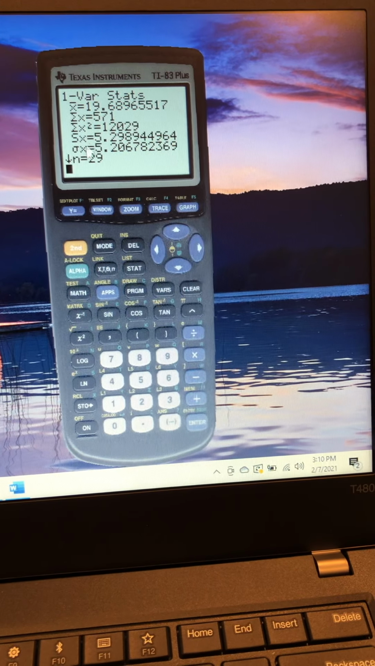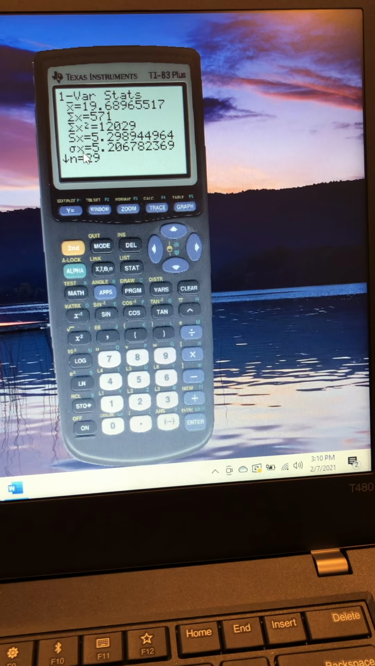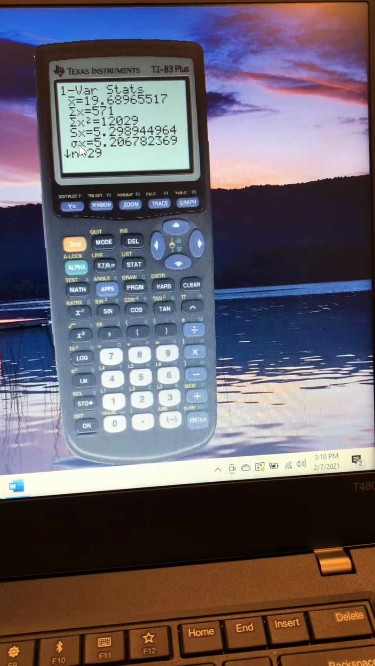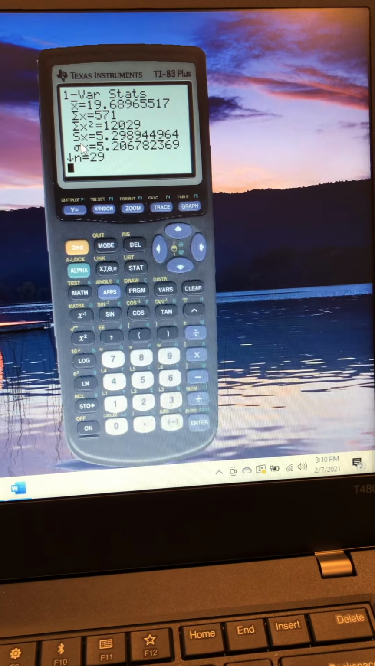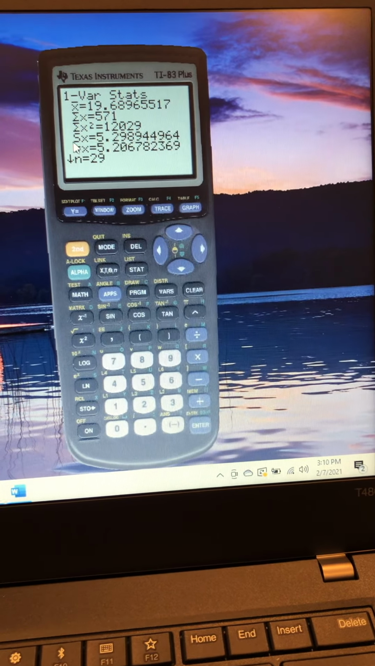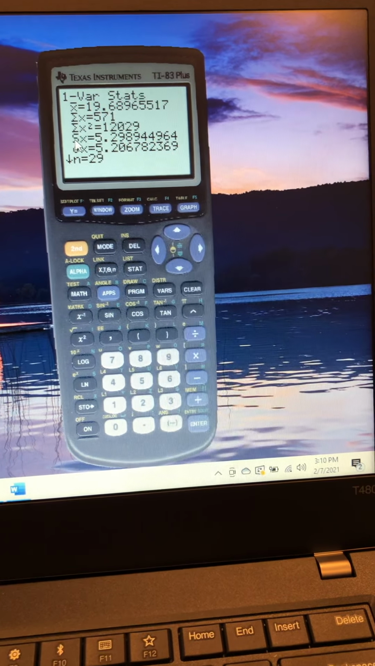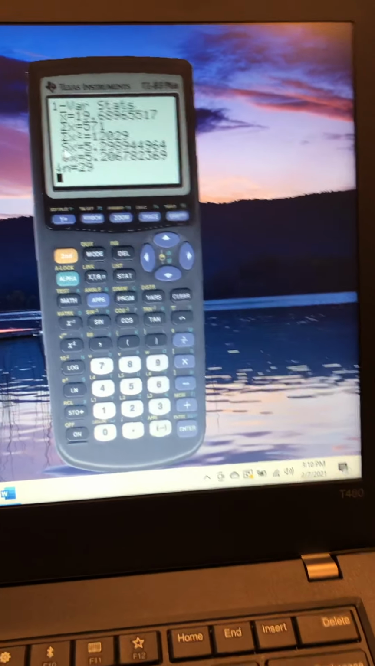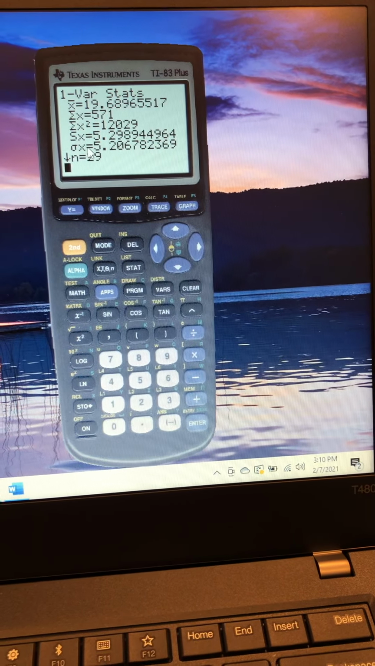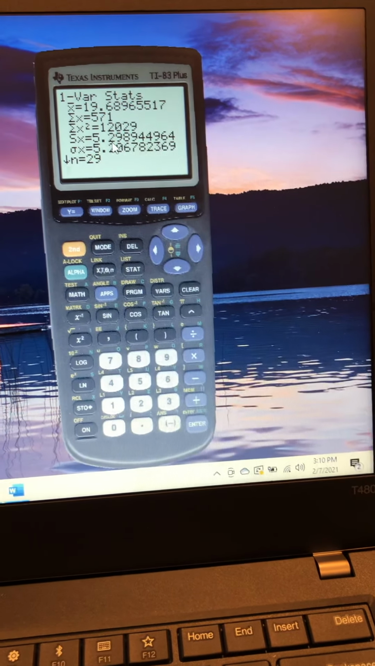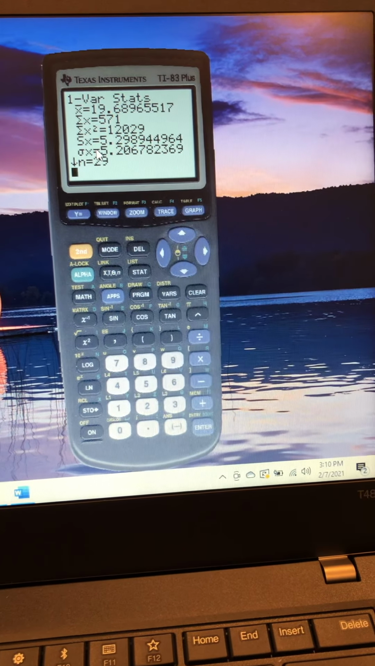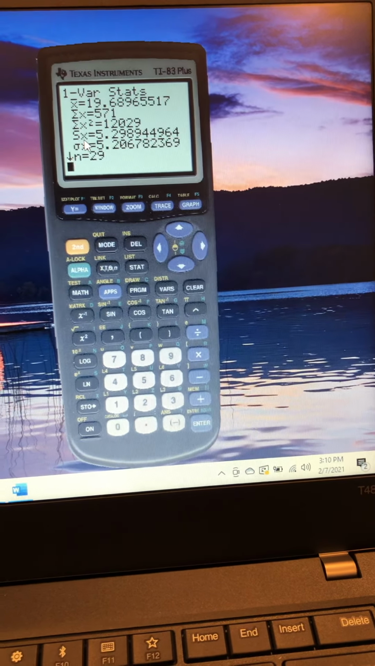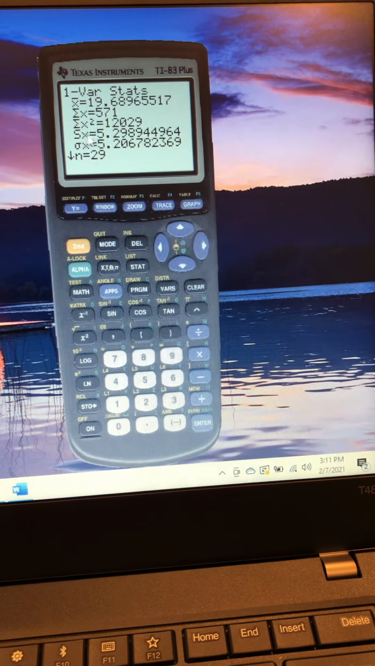SX is my standard deviation, and sigma x is the standard deviation. So it gives you two different standard deviations, and the reason is the calculator doesn't know if you have a sample or a population, so you have to know. So that's why it's important to always know which one you're dealing with, because when you're writing it down, you're going to look at SX if it's a sample, and you'll look at sigma x if it's a population. And so for this particular one, we already said it was a sample, so we're going to look at SX.